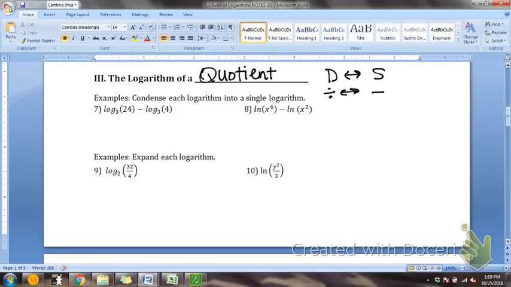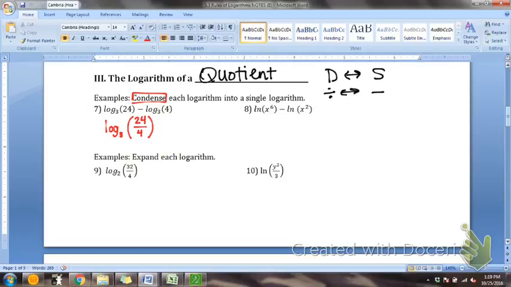So number 7 says to condense each logarithm, which means we're going to make it smaller. On number 7, they both have what? Log 3. So that's essentially what we're going to pull out. And subtraction turns into what? Division. So this is a subtraction problem, so I'm going to turn it into a division problem, which is a fraction. 24 comes first, so it's going to go on top, over 4.